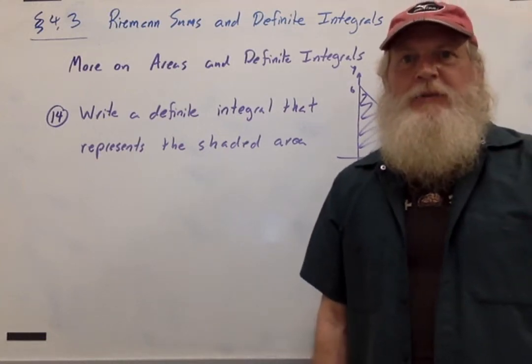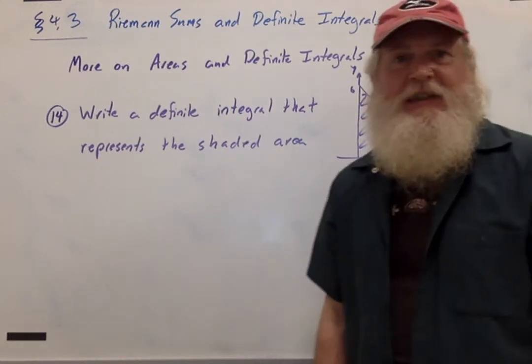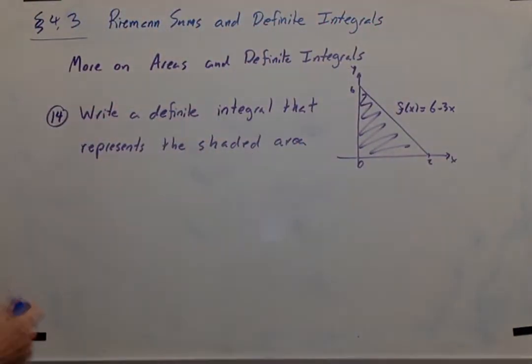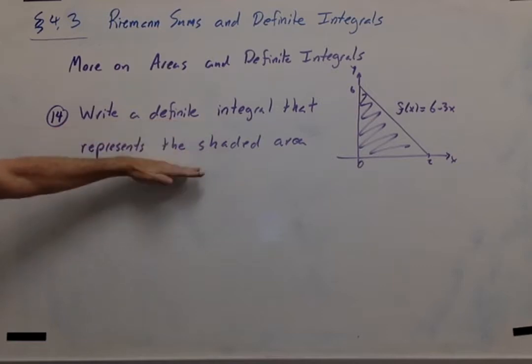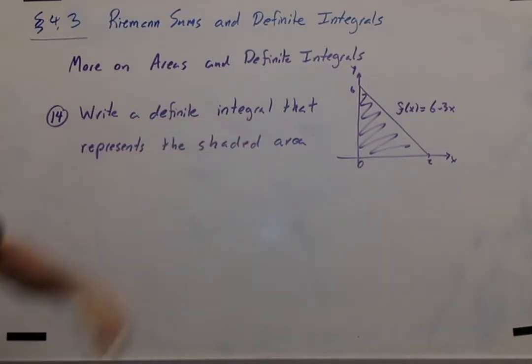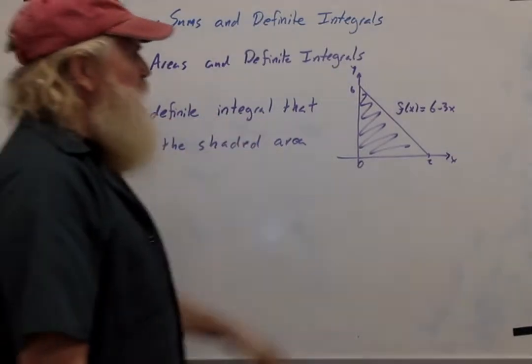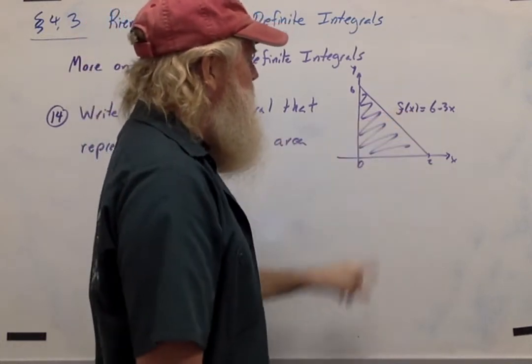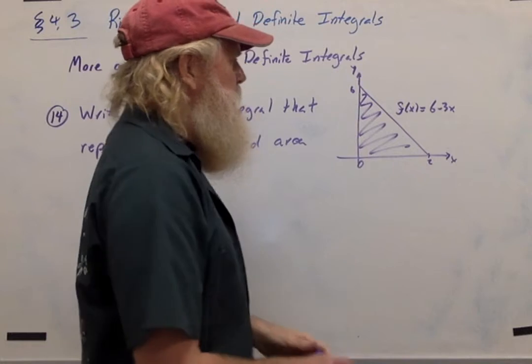Let's look at some more examples involving areas and definite integrals. Problem number 14 in the book asks you to find a definite integral that represents this area shaded at right. It's the area underneath the graph of f of x equals 6 minus 3x here in the first quadrant between 0 and 2.